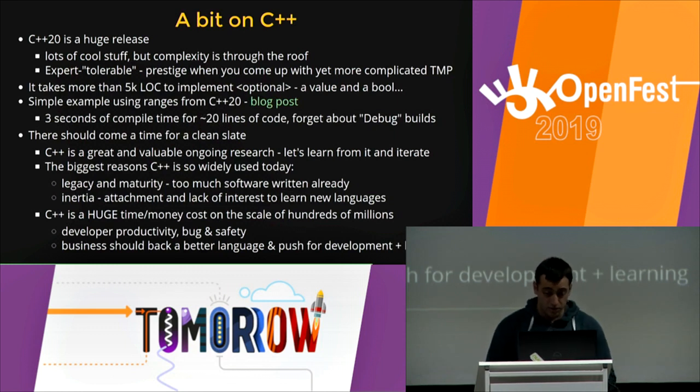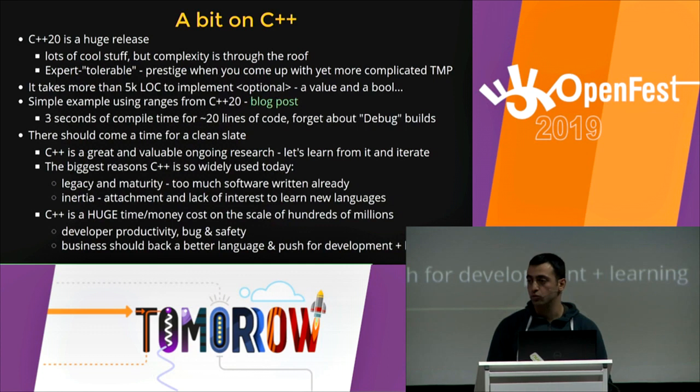What else? In C++20, ranges are coming, but if you include the ranges header and write a 20 lines of code snippet, you end up compiling for 3 seconds, just because of all of those zero-cost abstractions. And if you actually decide to build in debug, all of those zero-cost abstractions won't end up inlined at all.